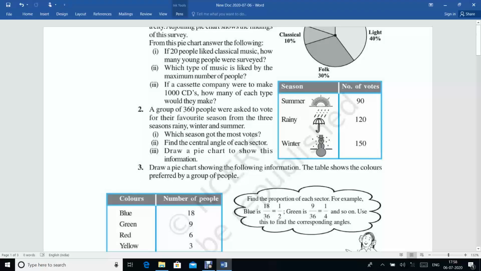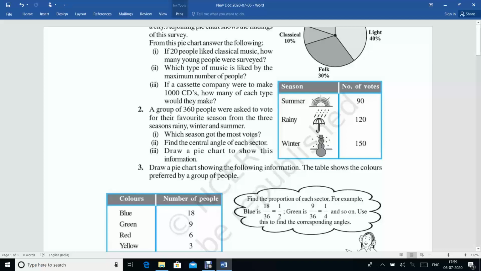This is your mathematics class, and today we will be continuing with the chapter data handling. In the previous video we did two questions from your book exercise 5.2, and with the help of those two questions we understood how to make a pie chart and how we can answer questions with the help of the pie chart.